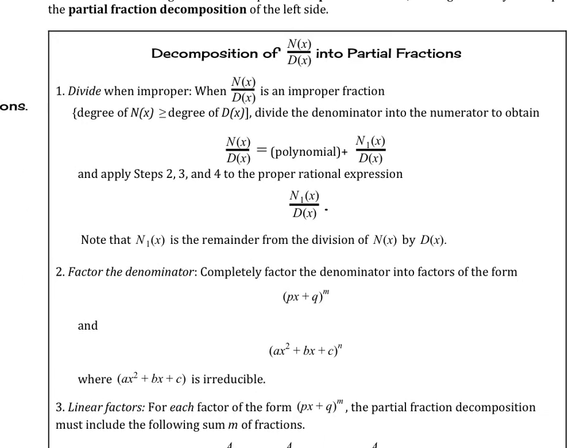So here are just some rules of doing decomposition of numerator over the denominator into partial fractions. Divide when improper. So when N(x) over D(x) is an improper fraction, meaning the degree of the numerator is greater than the degree of the denominator, you're going to divide the denominator into the numerator to obtain this here, right? So the polynomial, the quotient, goes here, plus the remainder over the divisor. And then you're going to apply steps 2, 3, and 4 to the proper rational expression. And note that N1(x) is a remainder from the division, right? So remember that the remainder goes here over the divisor.